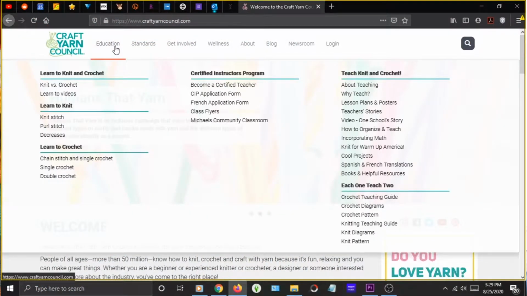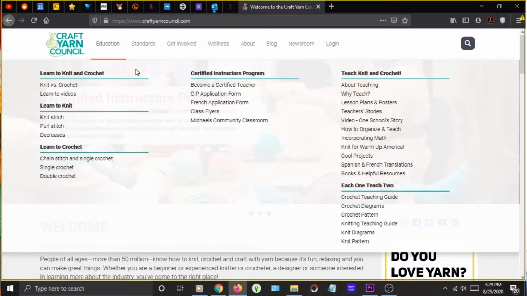Once I actually started getting into writing my patterns, I did a lot of Google searching. I'm like, okay, how to write patterns, what does this abbreviation mean, how do I do this? And by chance I stumbled across the Craft Yarn Council. Their website is really an awesome resource for crafters, whether you crochet or knit or really do anything with yarn. They're just all for it.